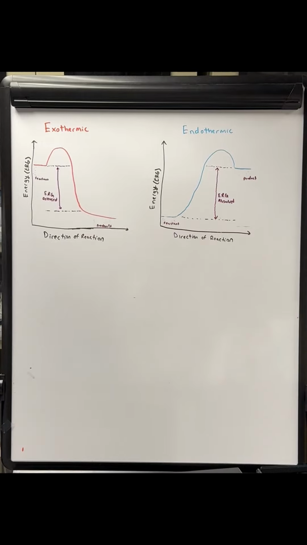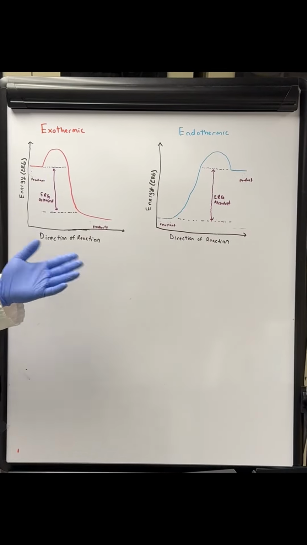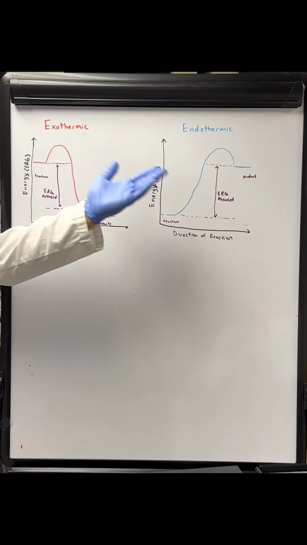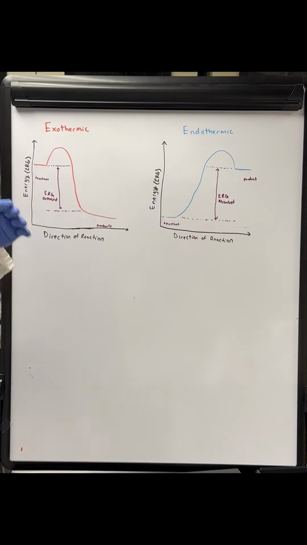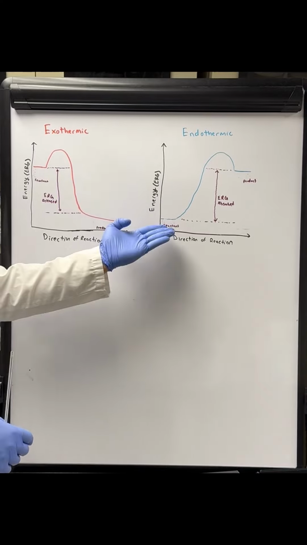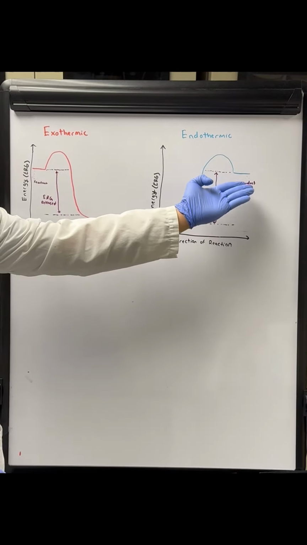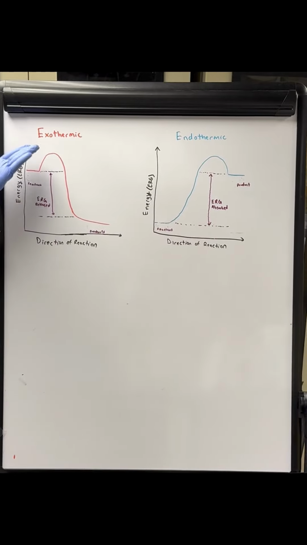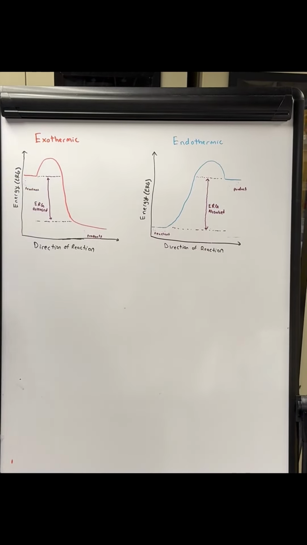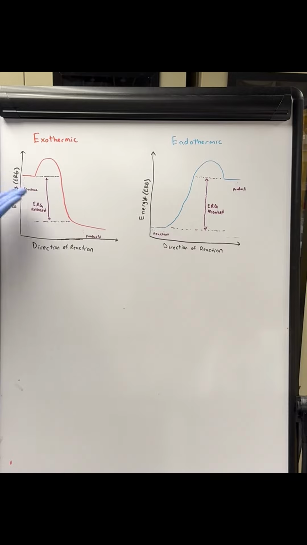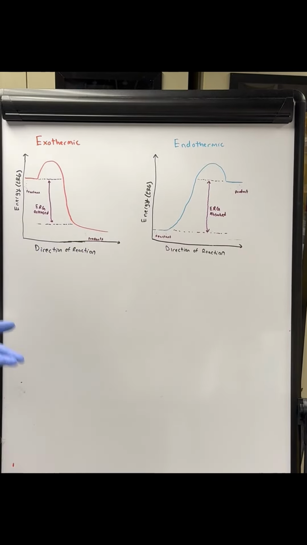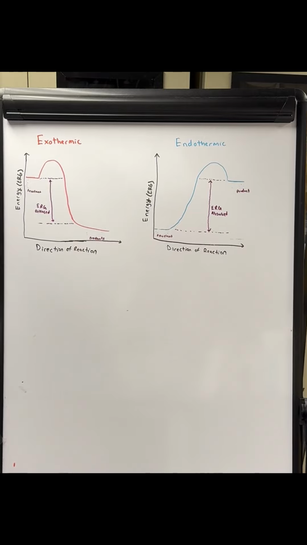Okay, so why are endothermic and exothermic reactions important here? Well, as you can see here with endothermic reactions, energy is required to go from the low energy reactant to the high energy product. And the exact opposite is happening over here at the exothermic reactions. Energy is released to go from the high energy reactant to the low energy products. These lower energy products are more favorable to form.